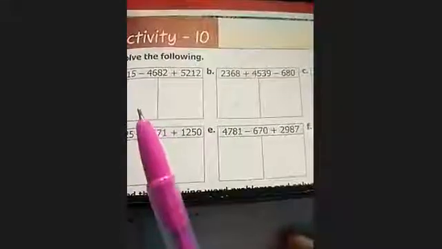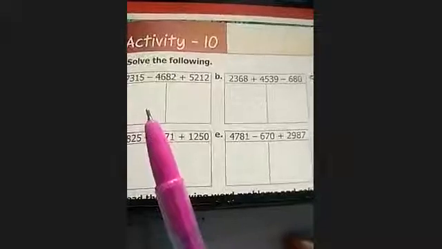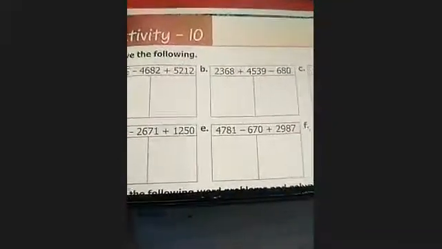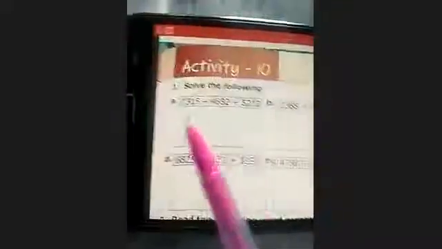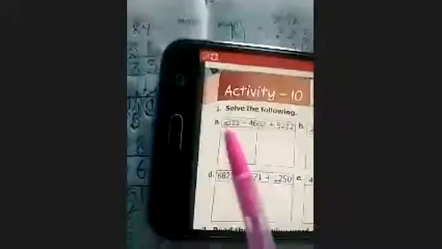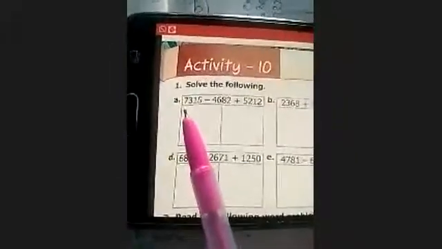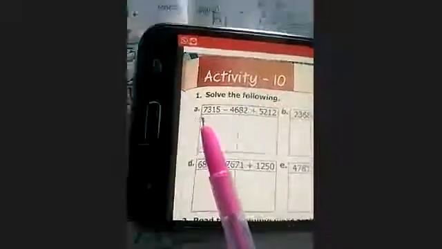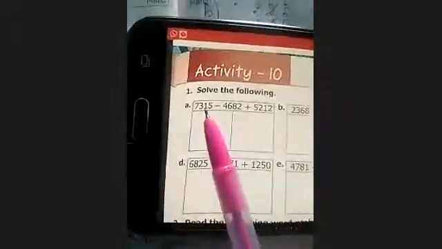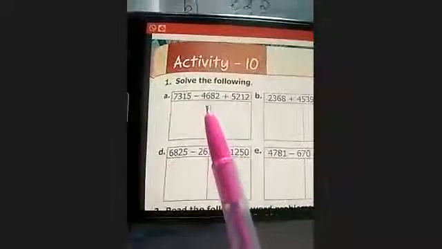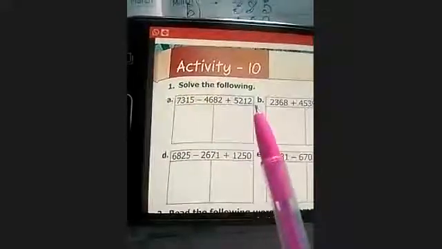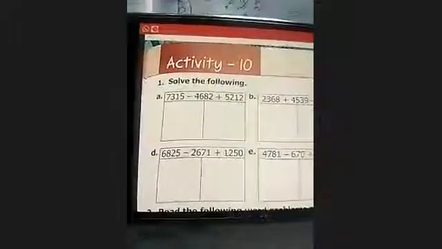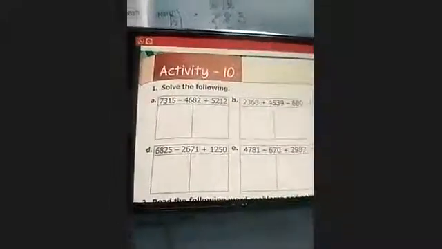So you have to solve the following. I said if you have completed, please check your answer. See, you have to solve the following. Here it is 7,315 minus 4,682 plus 5,212.